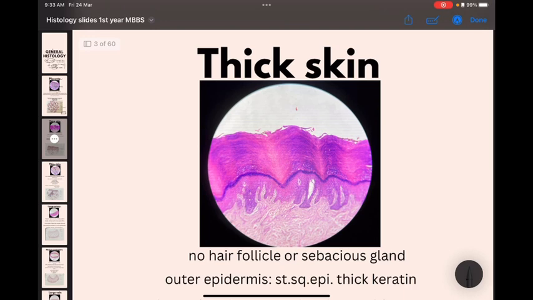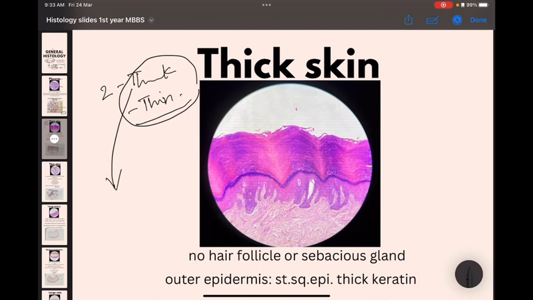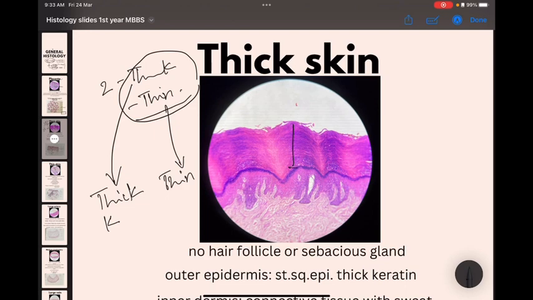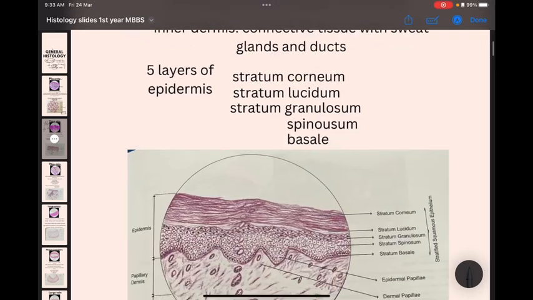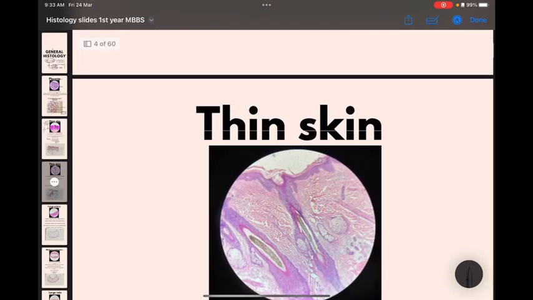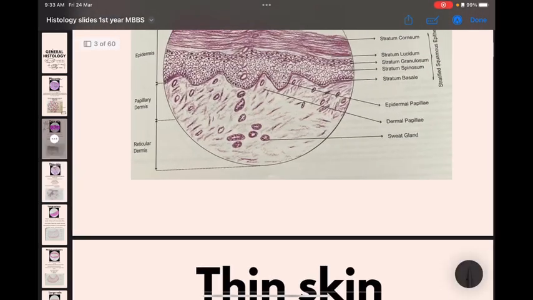Coming to skin, we have two types, thick and thin. The main distinguishing feature is that thick skin has a thick keratin layer, and thin skin has a thin keratin layer. Done.